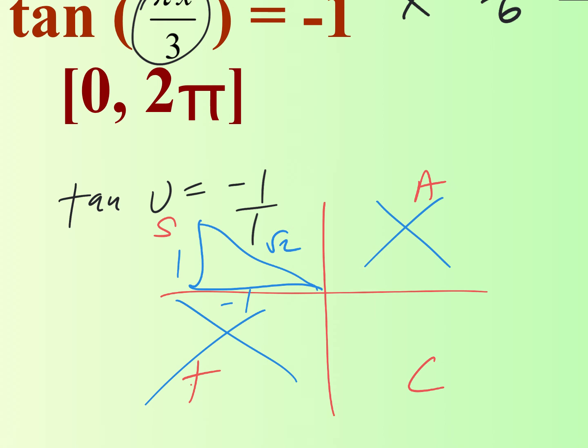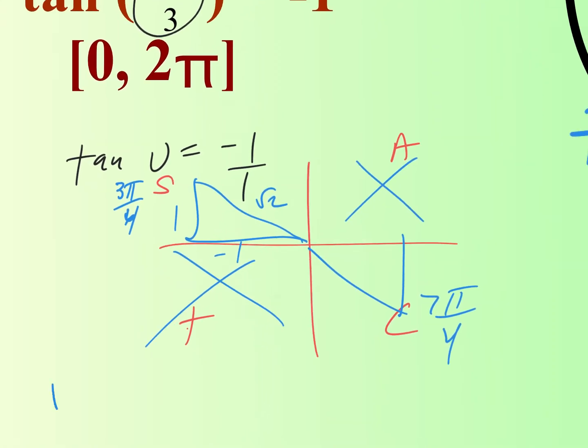And I know what angle I've got. It's pi over 4s. It's a bunch of pi over 4s. It's how many? 3 pi over 4. And the last answer? 7 pi over 4. Nice. Can I stop there? No. No. Jack Sand. u equals 3 pi over 4.